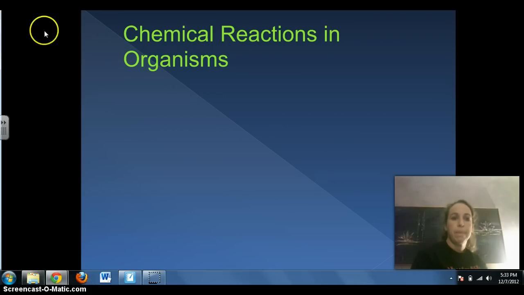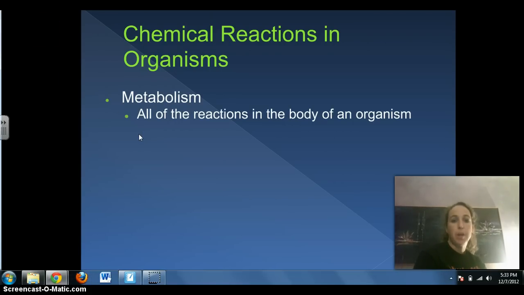When we talk about chemical reactions in organisms, we're focusing on metabolism. Metabolism is all of the chemical reactions in your body. So when you're breaking down food for energy, when you're making proteins or when you're making lipids, whatever you're doing, all of the reactions count towards your metabolism.